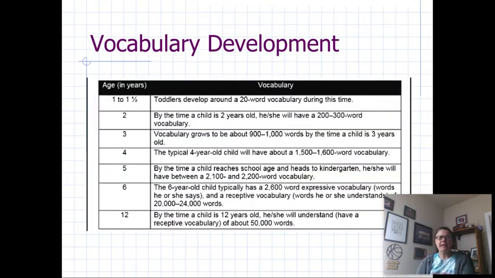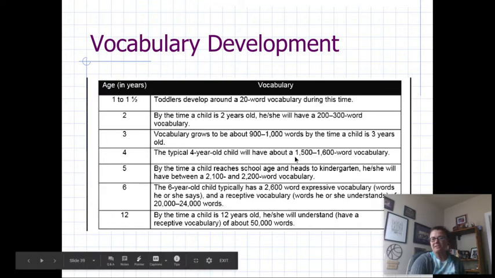This is a little bit of a chart. I wouldn't expect you to write this down, but I want you to see. So at about 1 to 1.5, toddlers develop around a 20-word vocabulary. Now that's just of spoken word. We can increase that by using baby sign, okay? By 2, they have about a 200 to 300 word vocabulary. If we go down to 4, we can see that we've just got an explosion of word vocabulary. By the time they're 12, that time a child is 12, they'll understand about 50,000 words. So you can just see that explosion.